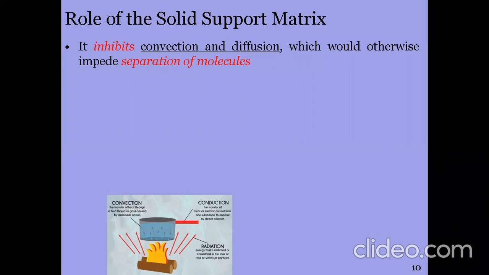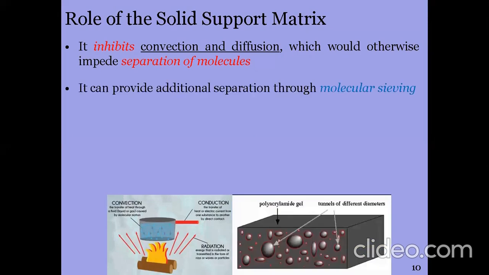Why we use them? So these sort of gels for separation of macromolecules, they will inhibit convection and diffusion, which would otherwise impede separation of molecules. So the macromolecules could not be separated based on their charges, based on their sizes. And it can provide additional separation through molecular sieving. It provides molecular sieves, and through molecular sieving, the macromolecules will be separated.